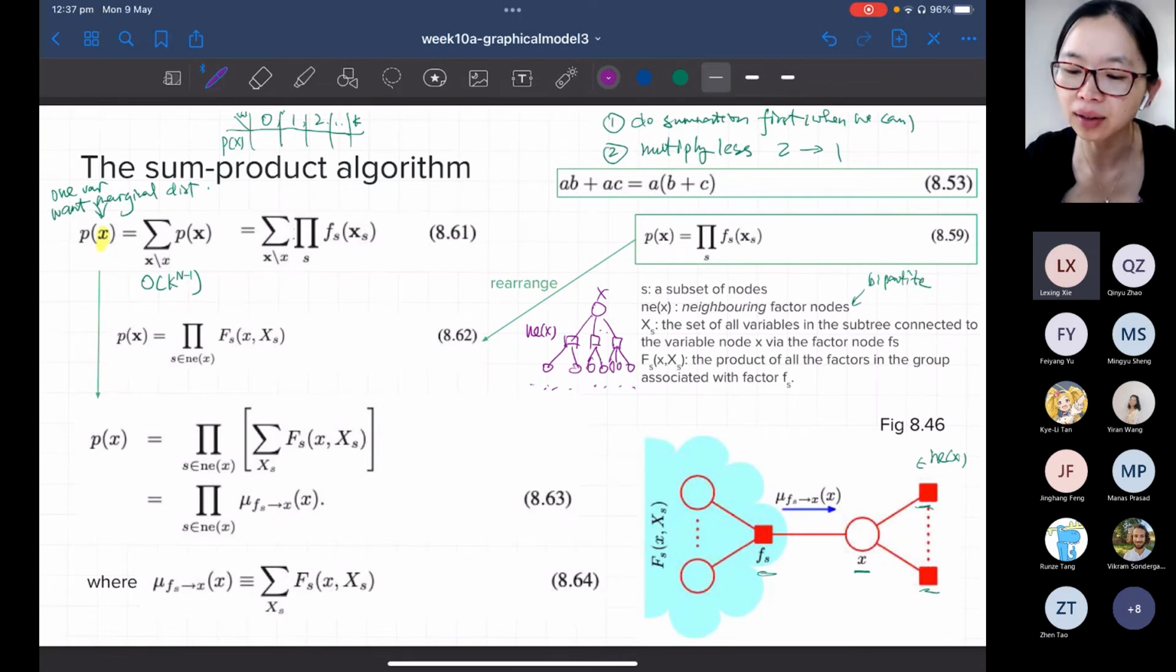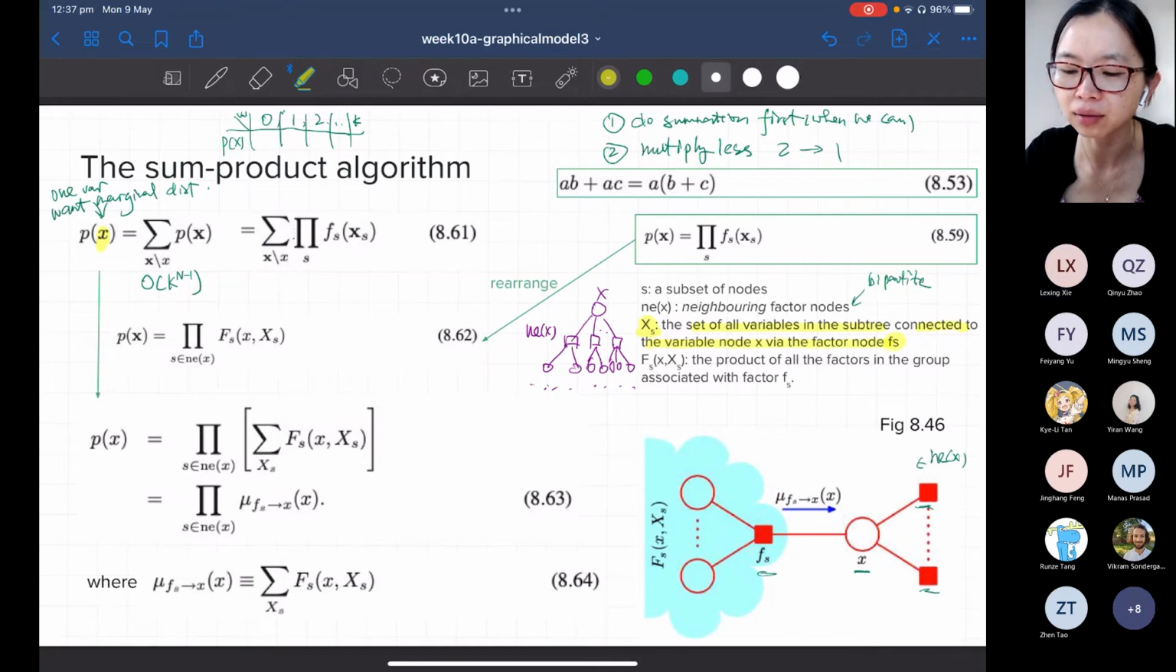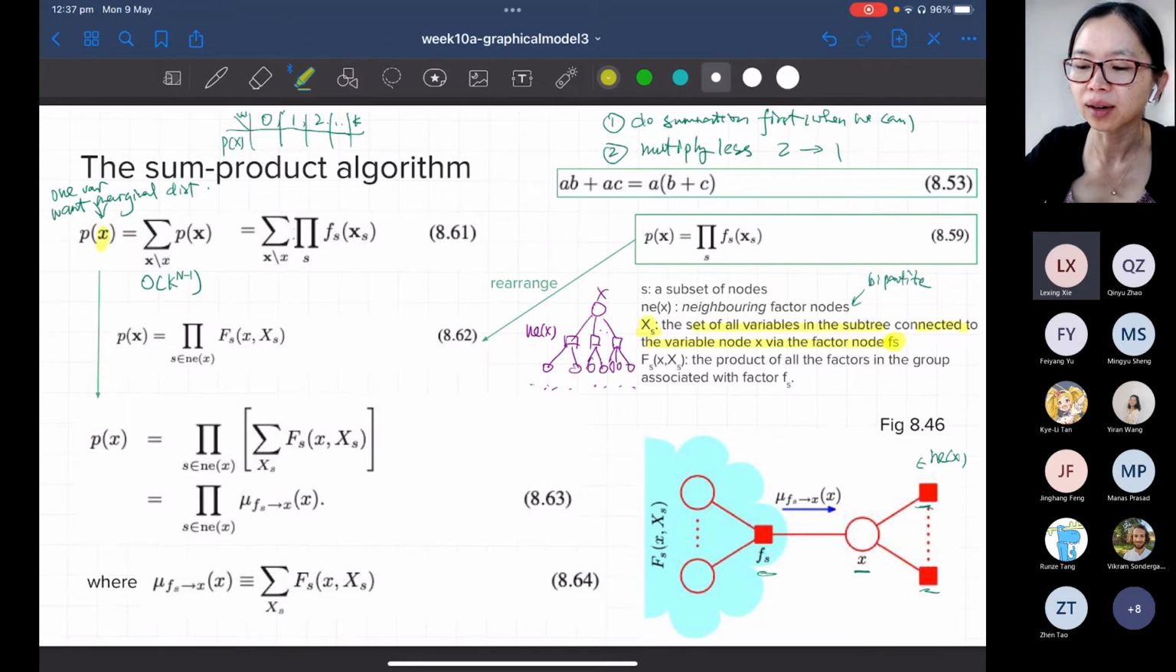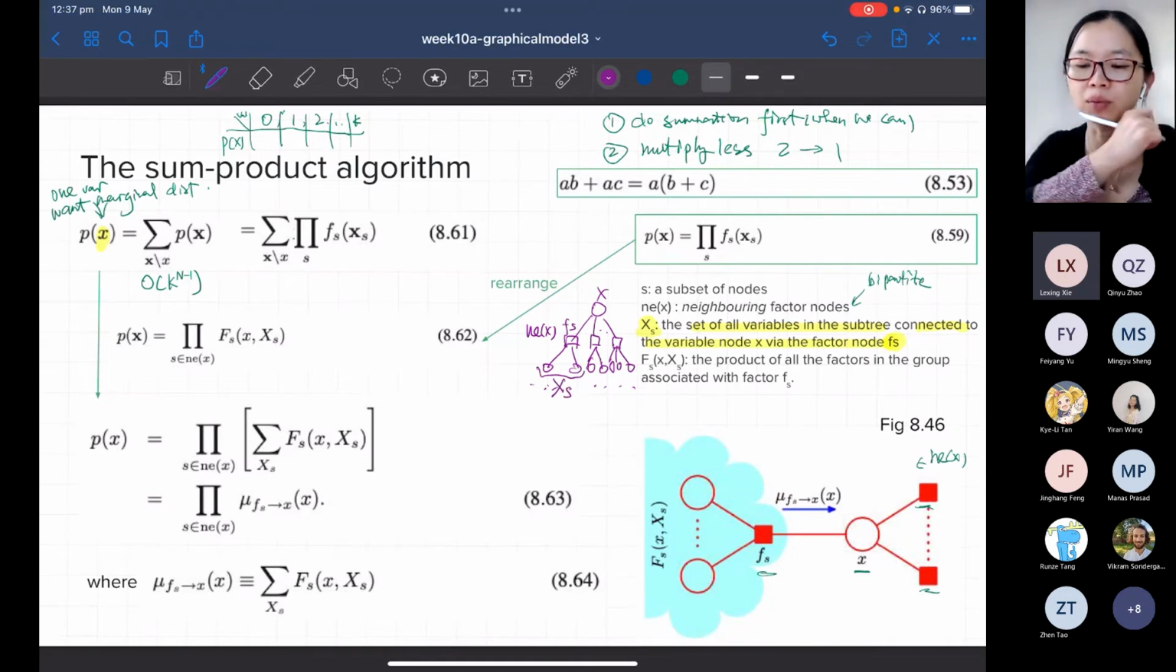Then the next level is the set big X sub s, which means the set of all variables in the subtree connected to the variable node via factor node f of s. In here, the subscript s refers to a particular factor node. So let's say this is f of s, and these two will now be big X of small s.